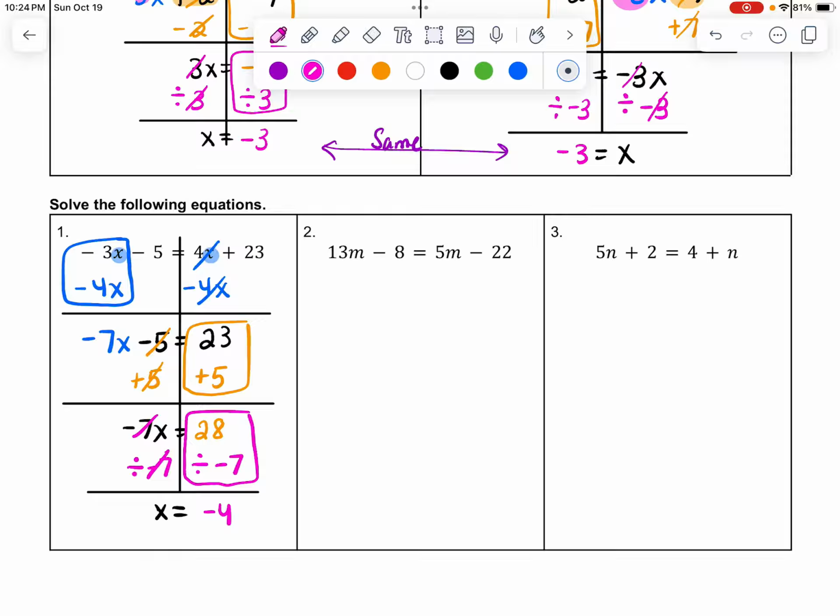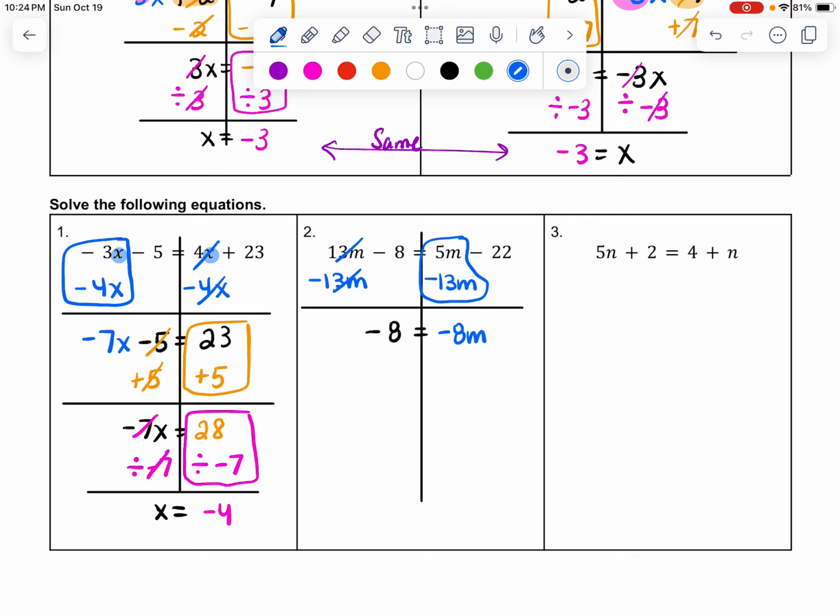For problem number 2, I'm going to draw a vertical line through my equal sign. And I'm going to get my x's together. This time, let's subtract the 13m. So when we do that, the 13m's cancel, and we just drop down the negative 8. On the right-hand side, the 5 minus 13 is negative 8m, and we're going to drop down the negative 22.